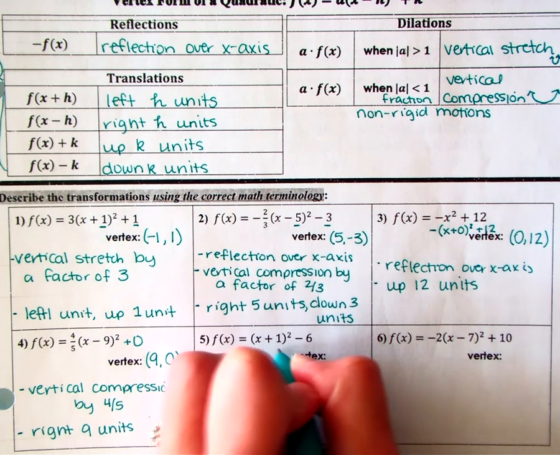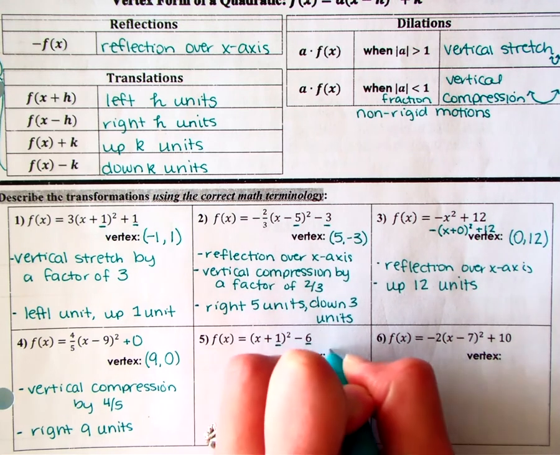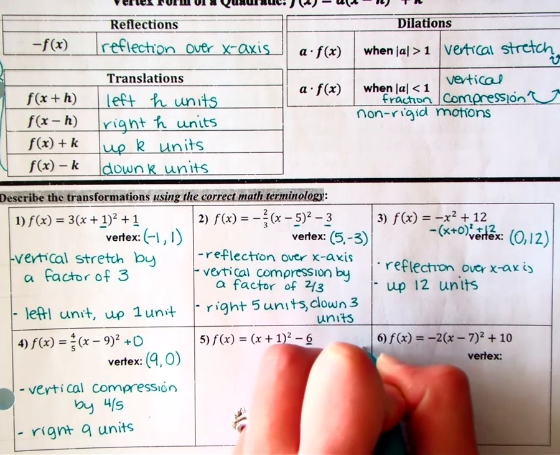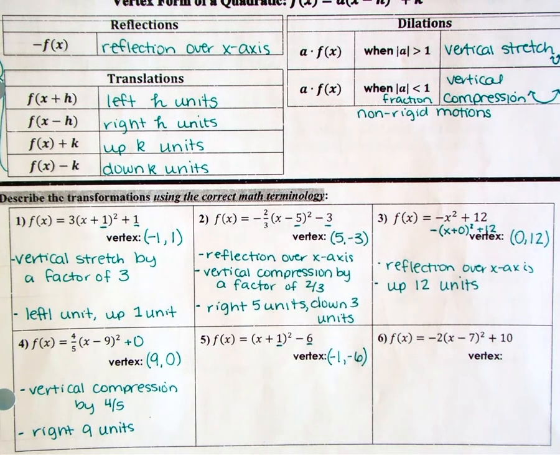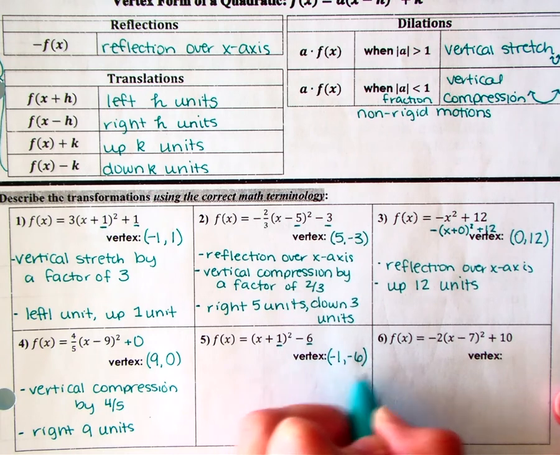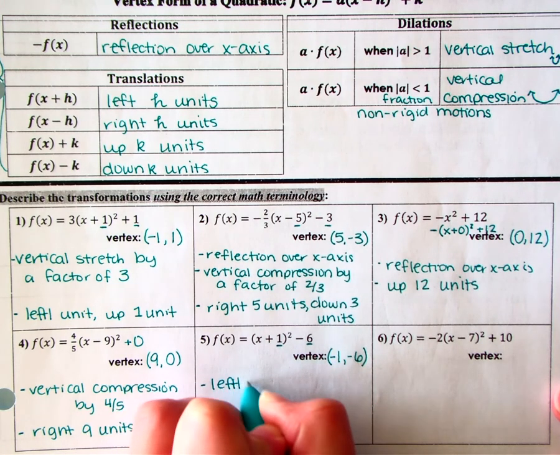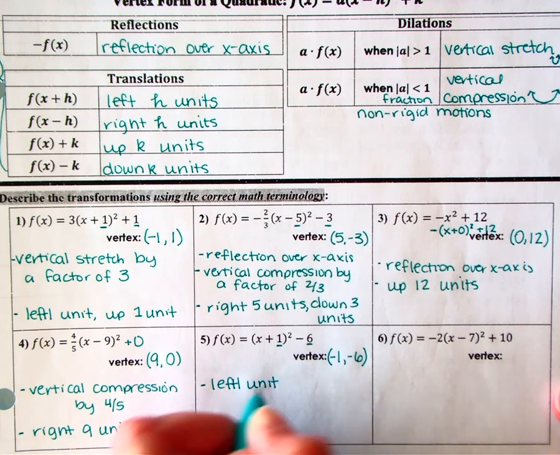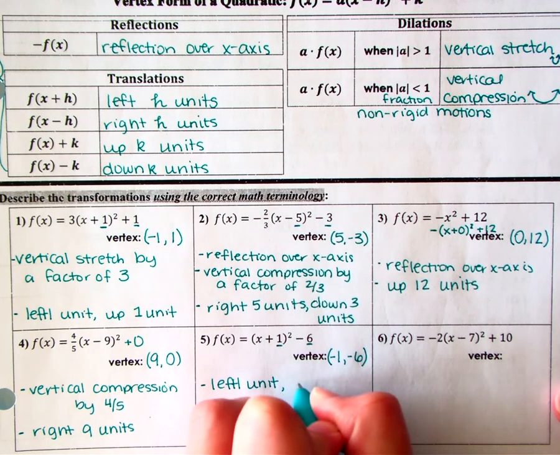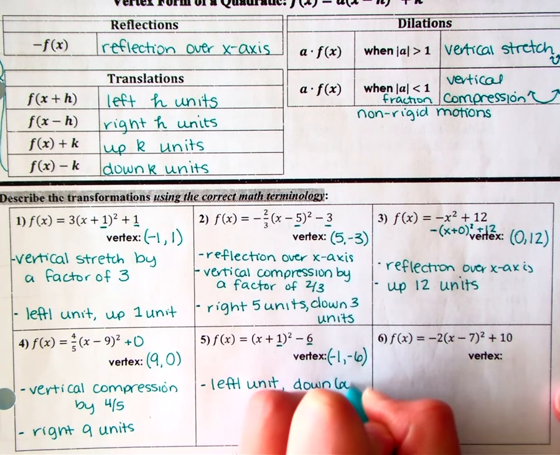All right, my vertex in the next one, opposite h, k stays the same. So we've got negative 1, negative 6. So that would be down in quadrant 3. So think about how it's shifting from your original vertex at the origin down to negative 1, negative 6. So we know that it's going to the left and down. Left 1 unit, and we've got down 6.